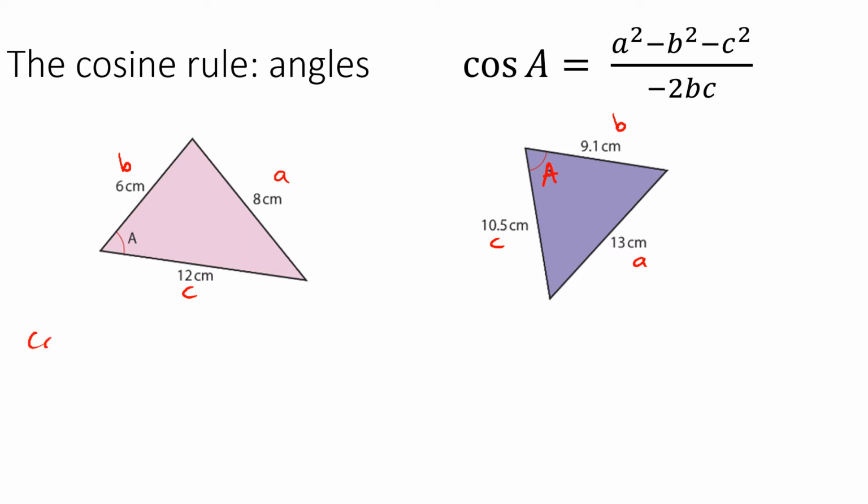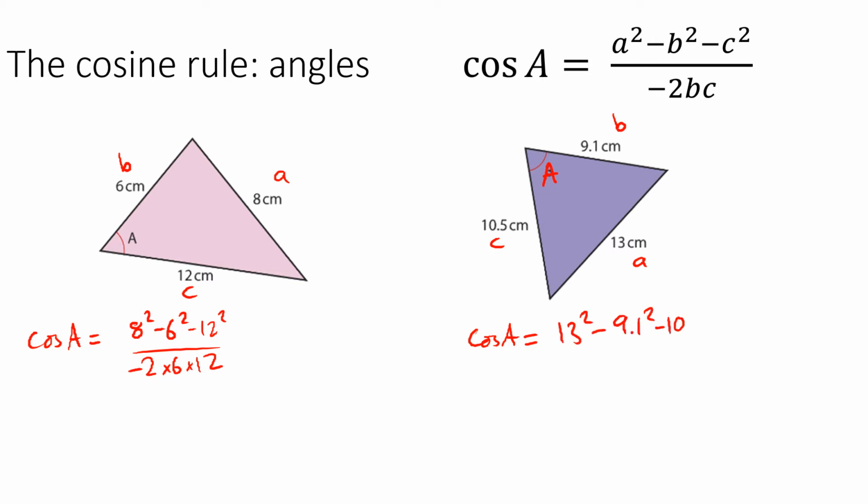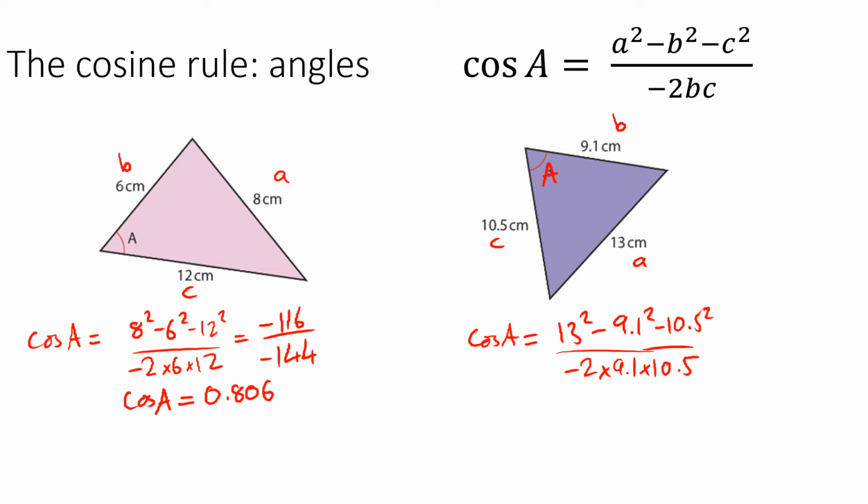So cos A is equal to 8 squared minus 6 squared minus 12 squared all over minus 2 times 6 times 12. And on this other one, cos A is equal to 13 squared minus 9.1 squared minus 10.5 squared all over minus 2 times 9.1 times 10.5. If we plug those in the calculator, we'll get that cos A is 0.806 roughly on the first one, and just 0.126 for cos A on the second one.